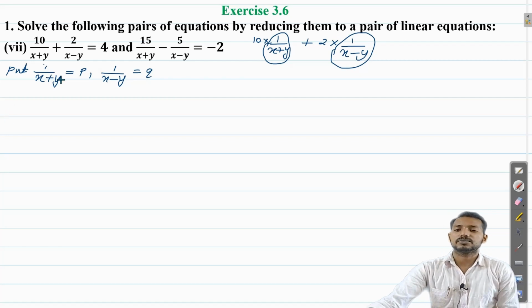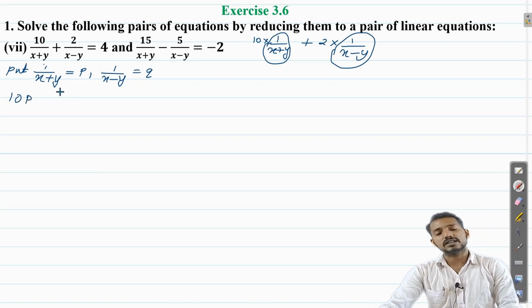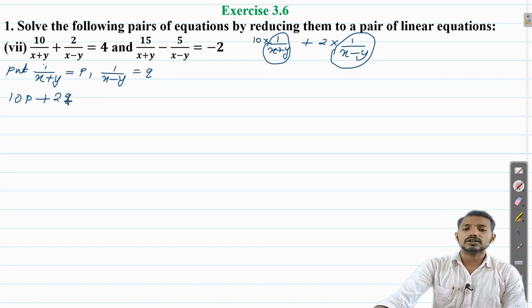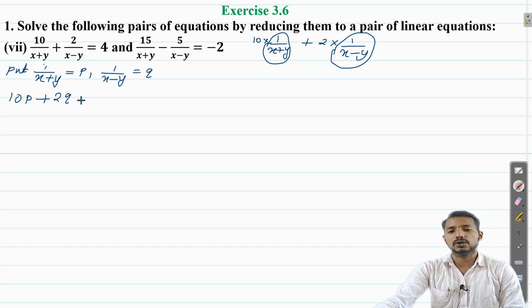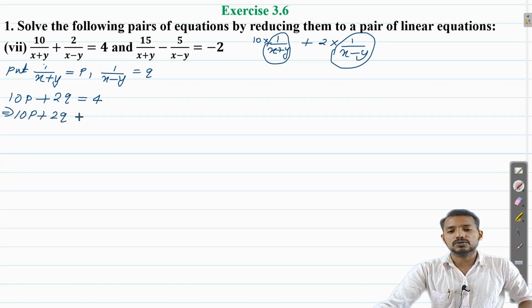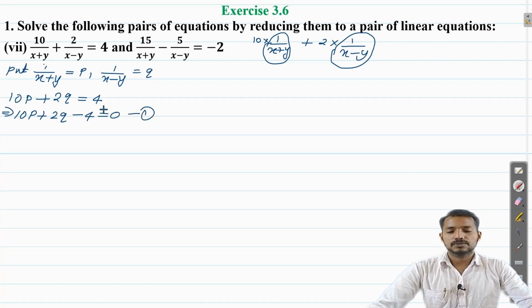So what will we get here? 10 into 1 by x plus y will become 10p, because 1 by x plus y we put as p, plus 2q. 2 into 1 by x minus y is 2q, since 1 by x minus y is equal to q, which is equal to 4 on the RHS. Here also I am going to solve this equation by the cross multiplication method. So I am going to write it in the standard form: 10p plus 2q, and 4 will become minus 4, which is equal to 0. That is equation number 1.